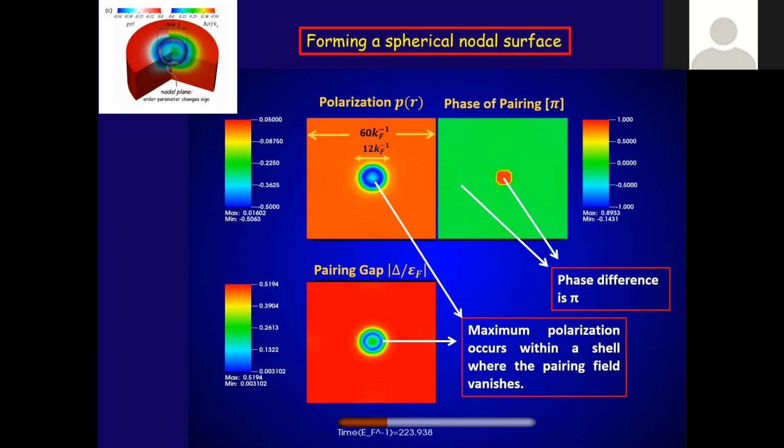So it has this peculiar structure of the pairing field. The pairing field, as you can see, changes sign, goes to zero, and inside it's again non-zero, but it has a different sign. The maximum of the polarization is where the nodal points are, and inside the impurity, the polarization is slightly smaller. And then you can see the phase. The phase is the difference between the inside and outside pairing field. So the difference in phase is pi.